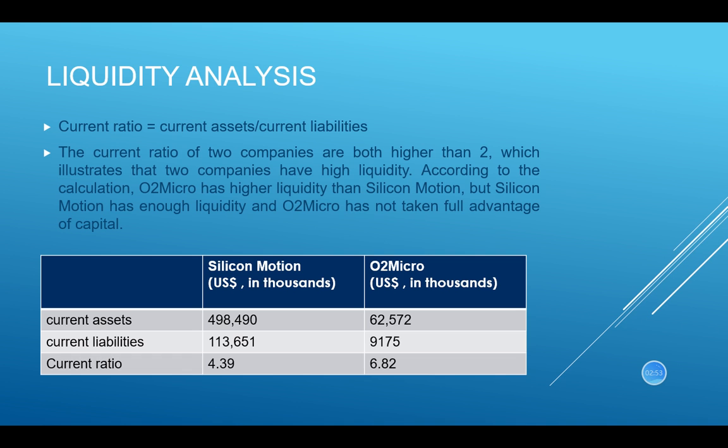Next part is liquidity analysis. Through this formula, we can calculate the current ratio. The results are shown in the table. The current ratio for Silicon Motion is 4.39. The current ratio for O2 Micro is 6.82. Both are higher than 2, which means that the two companies have high liquidity. O2 Micro has higher liquidity because O2 Micro has not taken full advantage of capital.